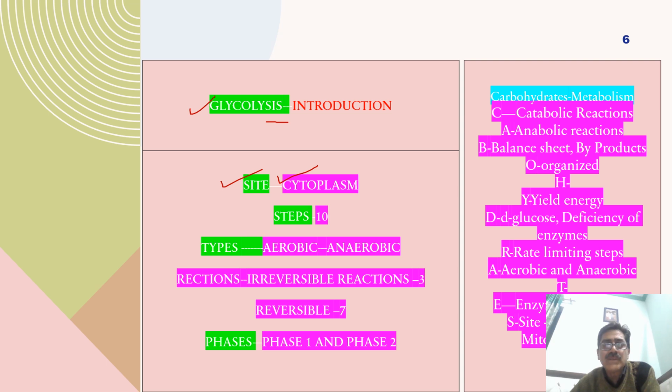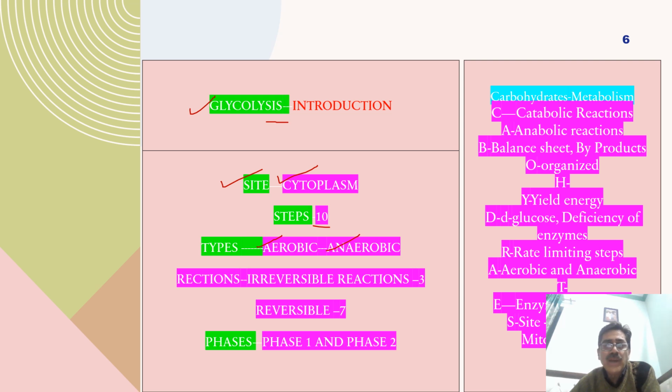Now glycolysis occurs in 10 steps. It is a 10-step enzyme catalyzed reaction. It can be of two types: aerobic pathway or anaerobic pathway. That means it can take place under aerobic conditions, meaning in the presence of oxygen. Anaerobic means in the absence of oxygen.